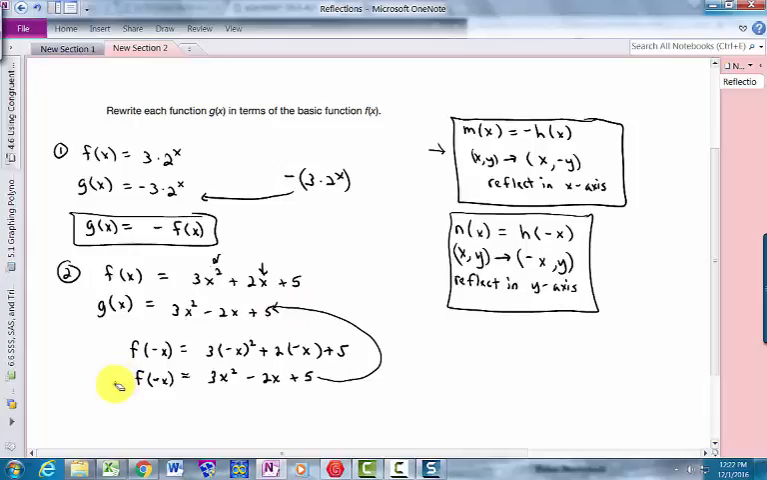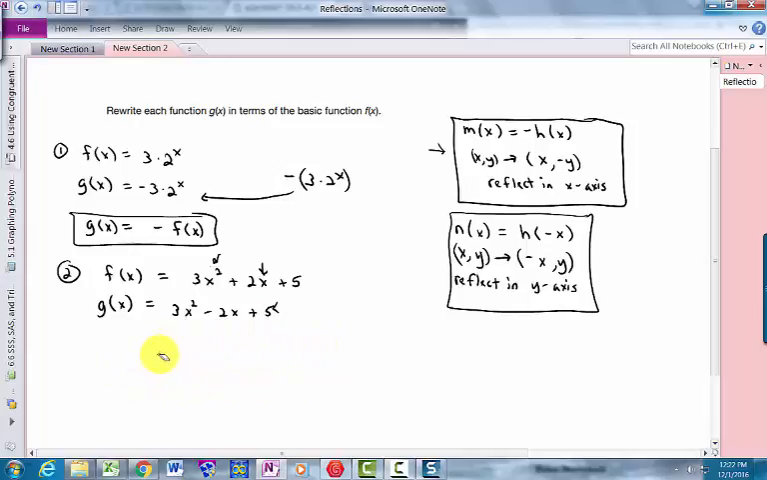So, how do we write this? To obtain g of x, we took f of negative x. We replaced every x value with a negative x. There it is.